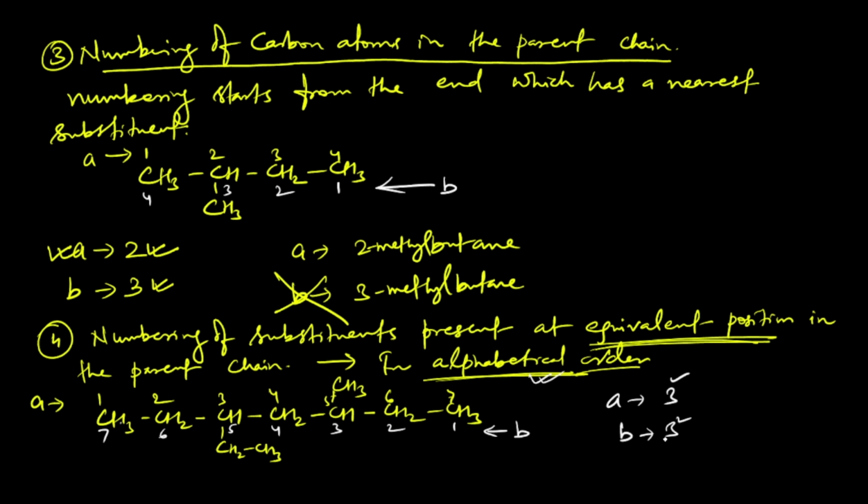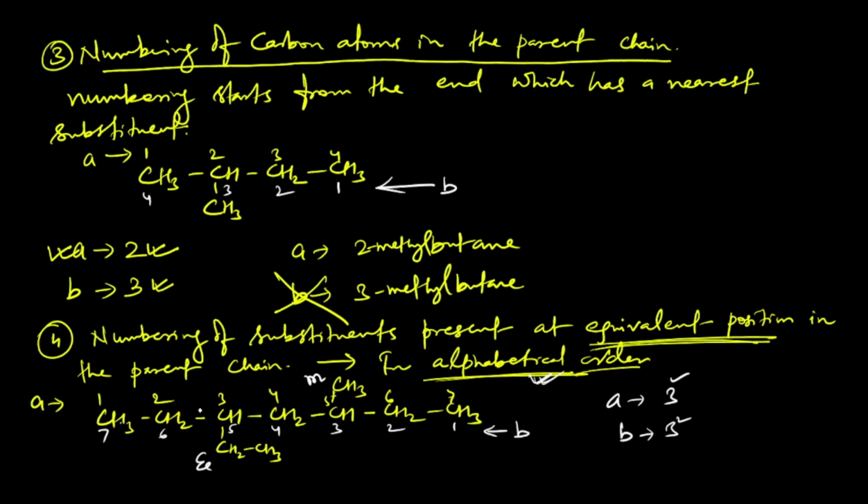If the position is the same, then only you have to go for alphabetical order, or else no. See, now the position is the same. This group is starting with M, methyl. This group is starting with E, ethyl. So alphabetically, E will come first, then M, right?